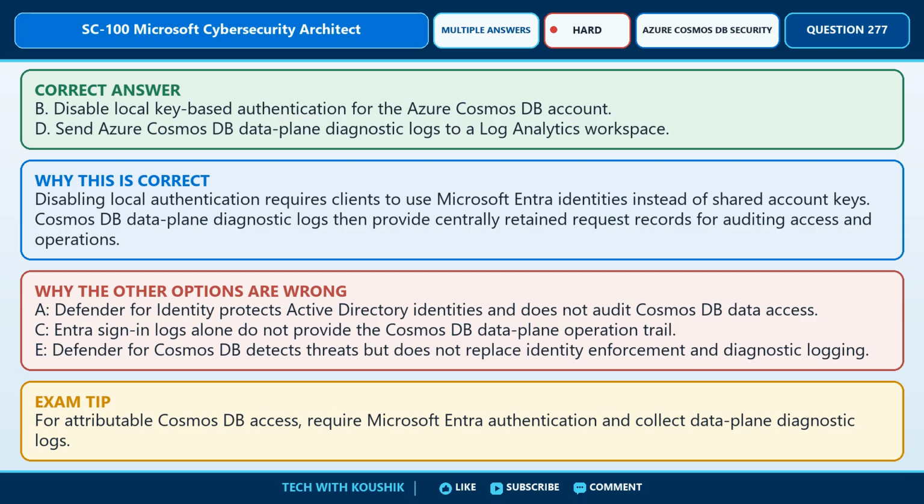Why are the other options not correct? A. Defender for Identity protects Active Directory identities and does not audit Cosmos DB data access. C. Entra sign-in logs alone do not provide the Cosmos DB data plane operation trail. E. Defender for Cosmos DB detects threats, but does not replace identity enforcement and diagnostic logging.